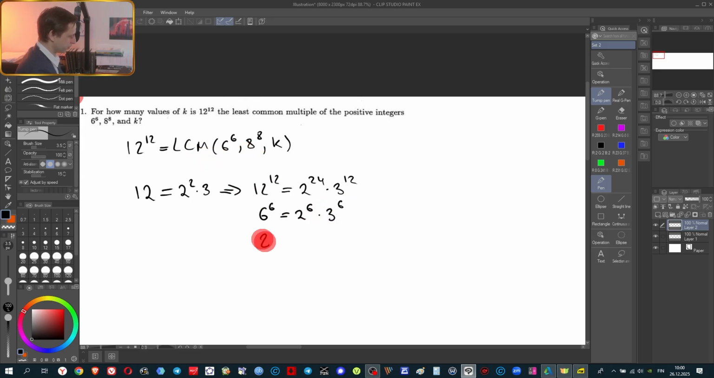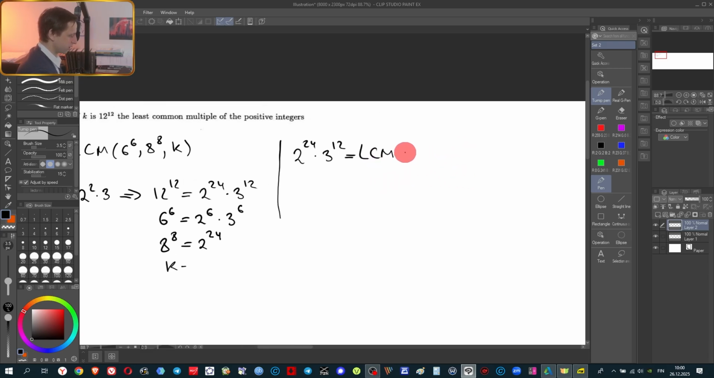And 8 to the power of 8 equals 2 cubed to the 8th power. It's 2 to the power of 24. Well, and k is unknown for us. So let's write our problem in this way. 2 to the power of 24 times 3 to the power of 12, which is this number, equals the least common multiple of the next numbers. The first one is 2 to the power of 6 times 3 to the power of 6. The next one is 2 to the power of 24. And the last one is k.